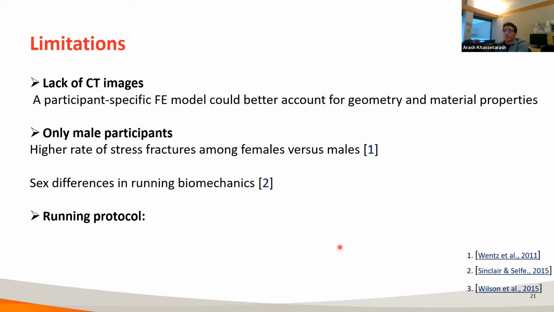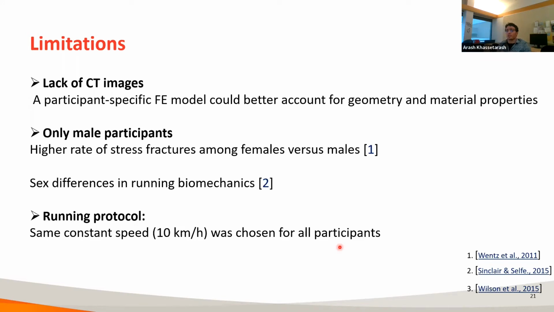And then the running protocol was another limitation, that the same constant speed was chosen for all participants, which may not necessarily show the same workload for all the participants, although determining an appropriate speed for downhill running is quite challenging, because downhill running performance is not limited by the VO2 max or aerobic capacity.